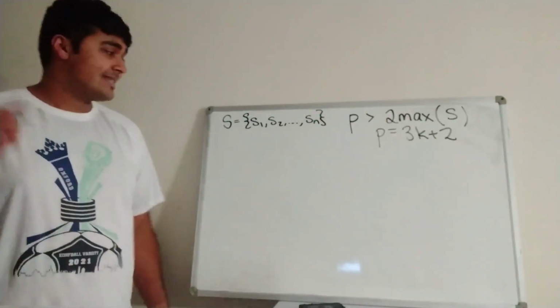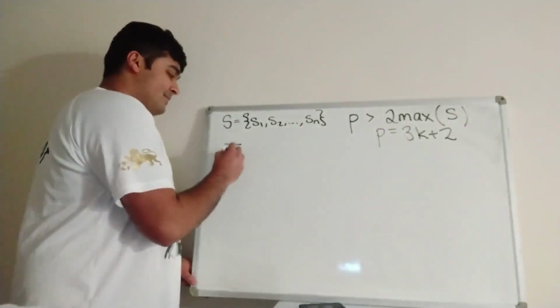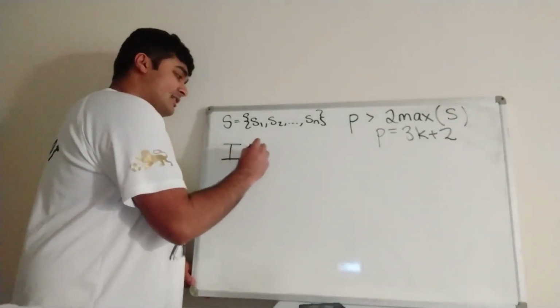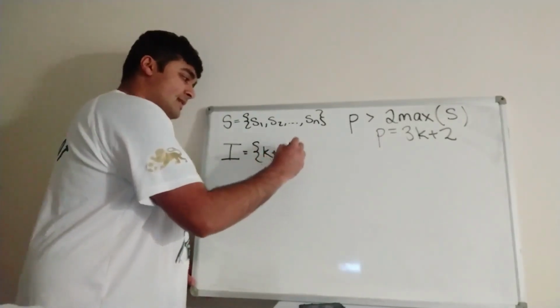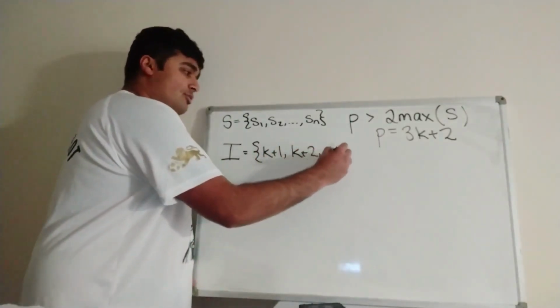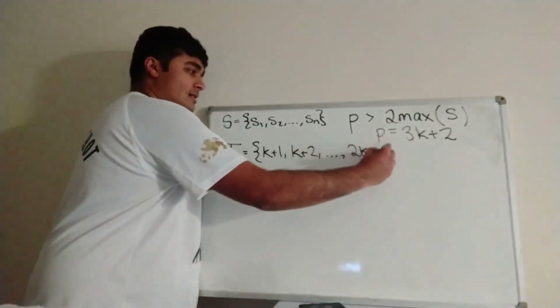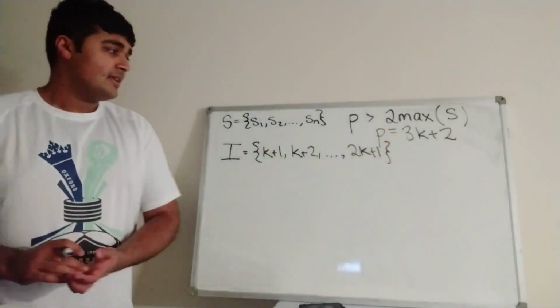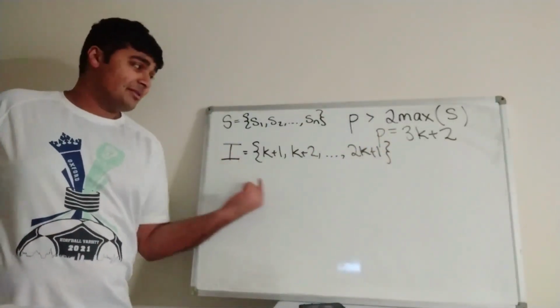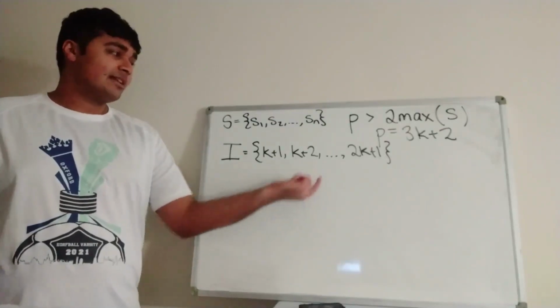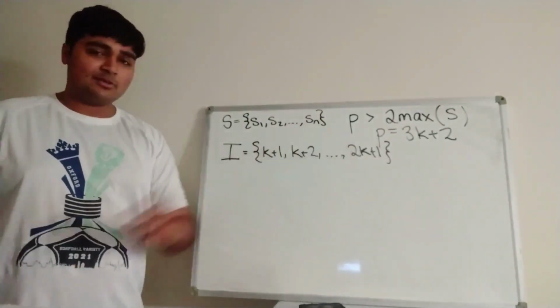The next thing we're going to do is consider this set I. It's just going to be k plus 1, k plus 2, all the way up to 2k plus 1, like so. Well, how big is I? There are k plus 1 elements in k plus 1, k plus 2, all the way up to 2k plus 1. There are k plus 1 of those guys.